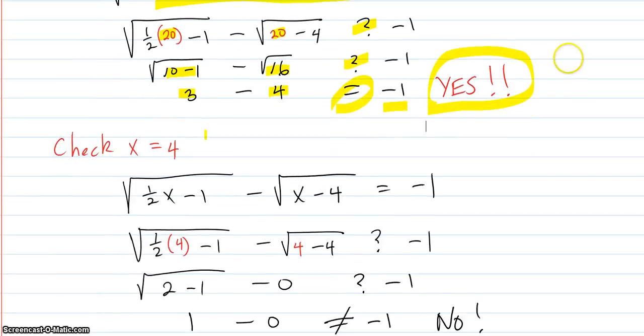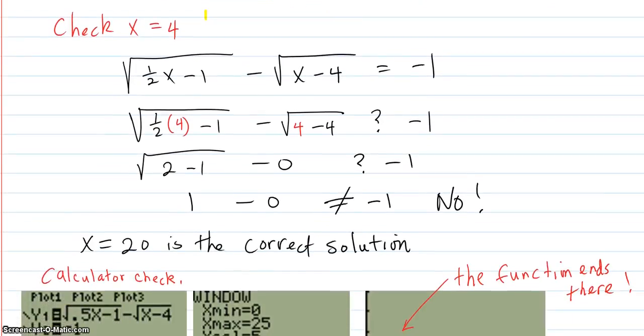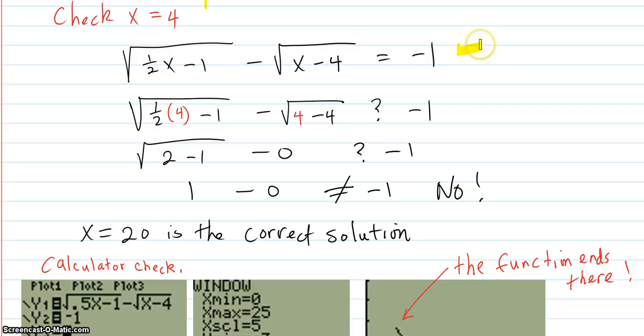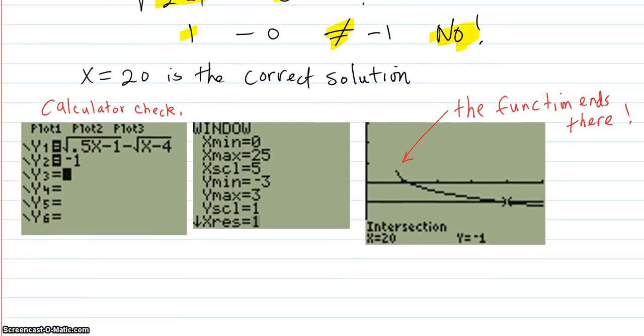Then we go on to check 4 and see what happens. You have the equation. You put in 4 for x. Here's the x, here's the 4. And 1/2 of 4 is 2 minus 1. Square root of 1 is 1. Square root of 4 minus 4 is 0. Square root of 0 is 0. 1 minus 0 is not -1, so you put not equal to -1. So no, 4 doesn't work. So 20 is the correct solution and the only solution.